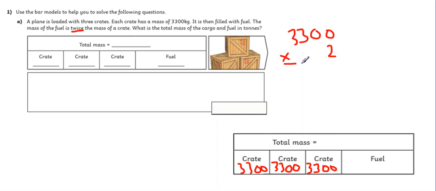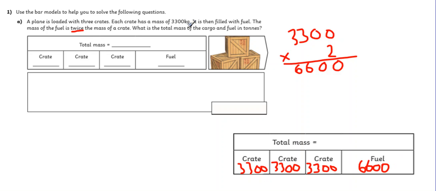There's 2 of it. Okay, so we've got 2 times 2 is 0, 2 times 0 is 0, 2 times 3 is 6, 2 times 3 is 6. Okay, so the mass of the fuel is 6,600 kilograms. Okay, so now we need to find the total mass of the cargo and the fuel in tons. So that means that we need to add all of these together.